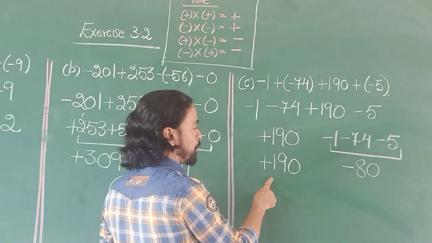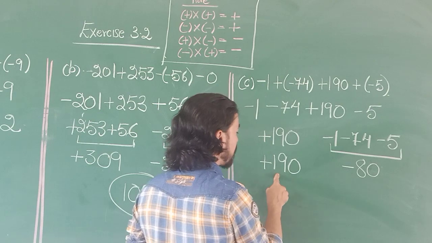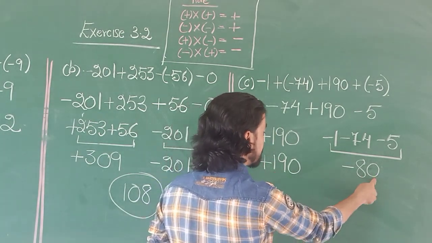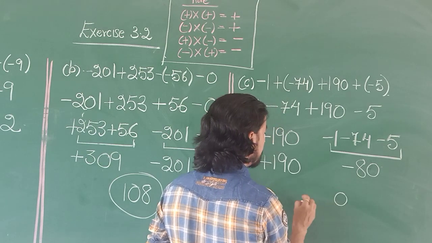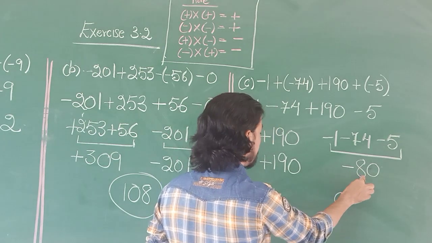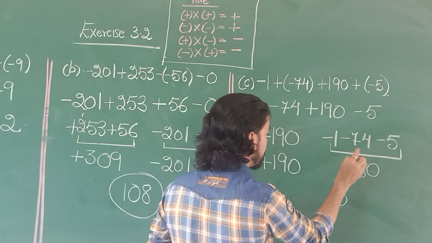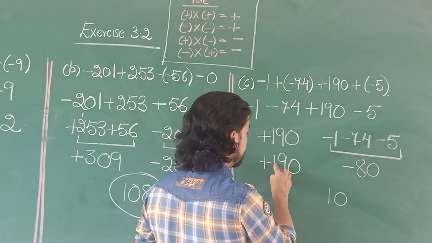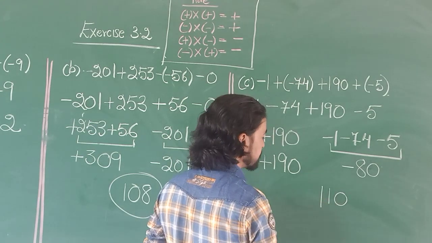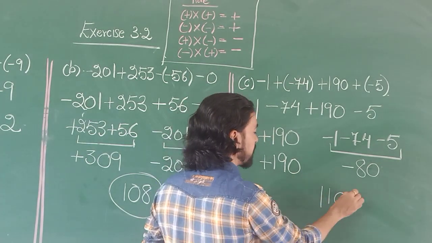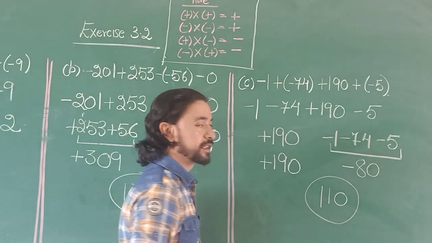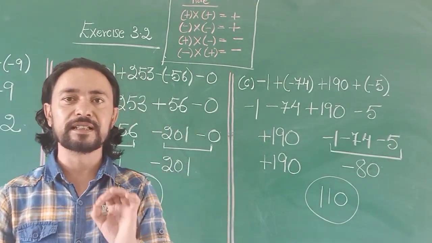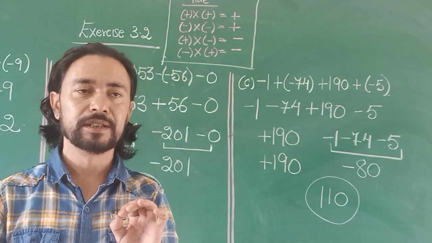Now I have got one positive and one negative. From the greater, take away the smaller. 190 minus 80. 0 take away 0 is 0. 9 take away 8, 1. And this 1 remains. Which side will I put? Positive. But I don't put positive in my answer. A number without a sign means that it is a positive number.